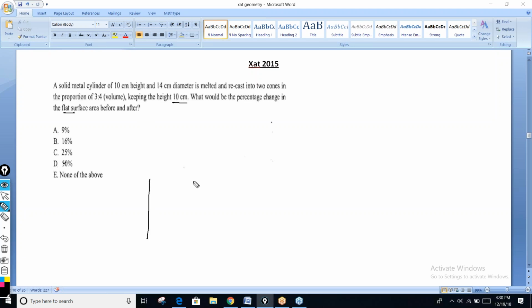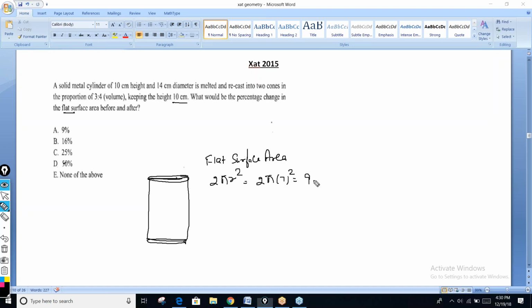Now, if we talk about the cylinder's flat surface area, we are talking about this area, this area. We are not talking about the curved surface area. We are not talking about the total surface area. We are talking about this flat surface area, which is pi r square plus pi r square. That's 2 pi r square. So if the earlier radius was 7, that is 98 pi. That is the earlier flat surface area.